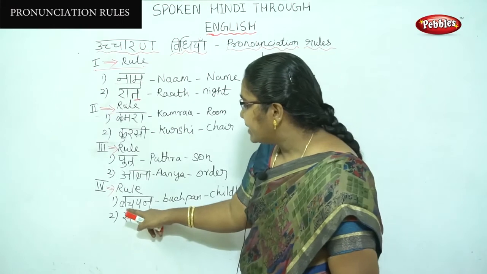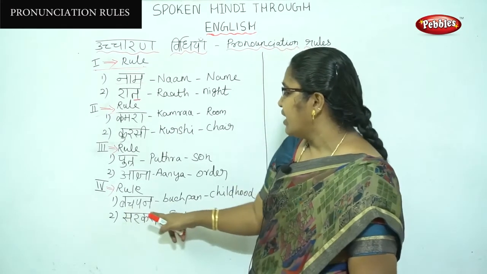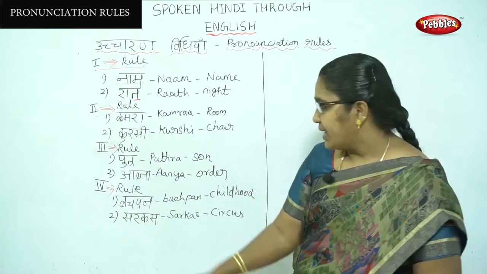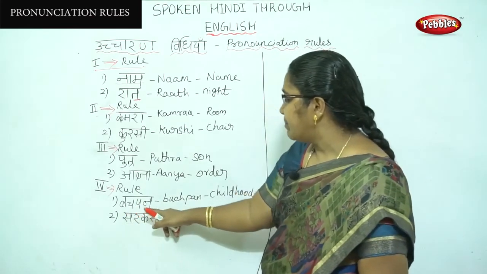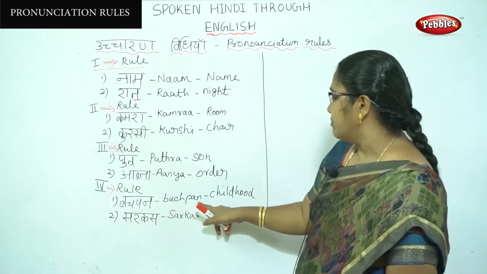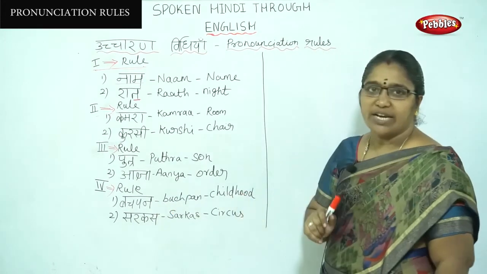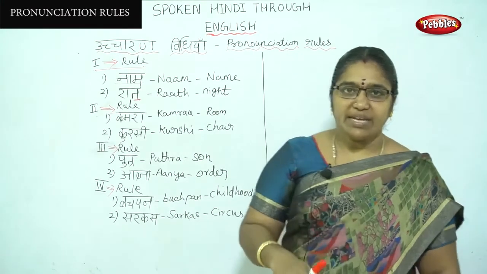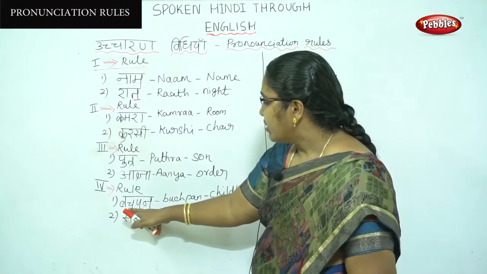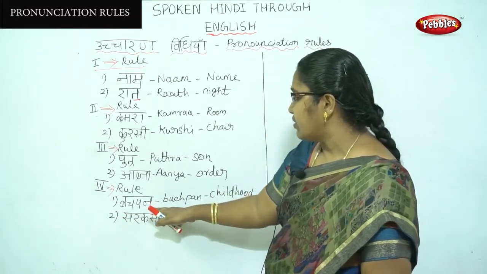See, the second letter must be a short sound and the fourth letter must be a short sound. Okay, bachpan, ba, cha, pa, na. Spelling as such, the pronunciation is bachpan. The meaning is childhood. Here consonants and here also short sound consonants.